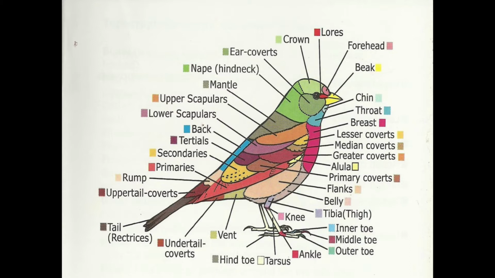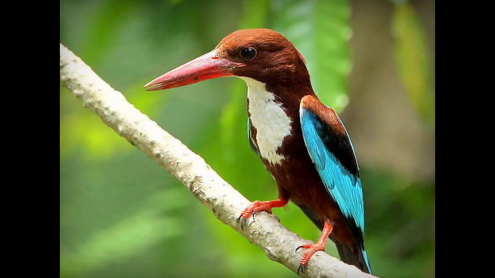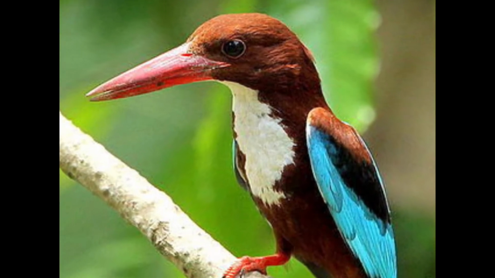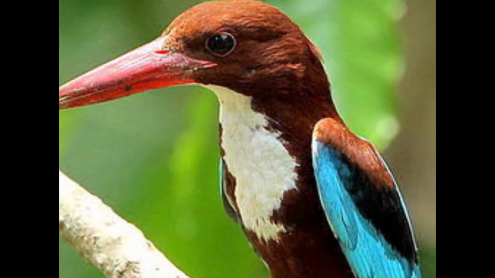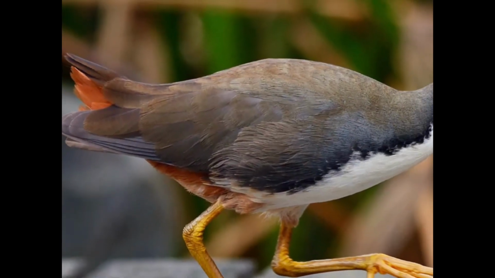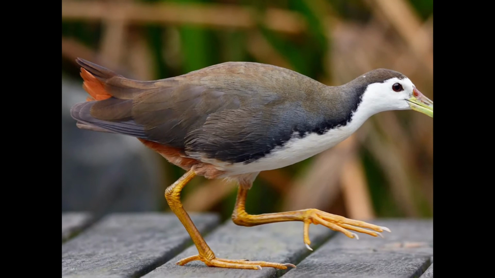From the ventral side, starting from the chin, that is the V-shaped area lying just below the lower bill. After that, next is the throat. Like humans, birds also have a throat. For example, the white-throated kingfisher. The next body part is the breast. For example, we can see the white color on the white-breasted waterhen.